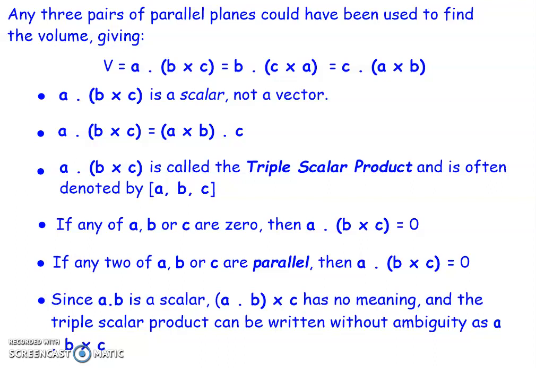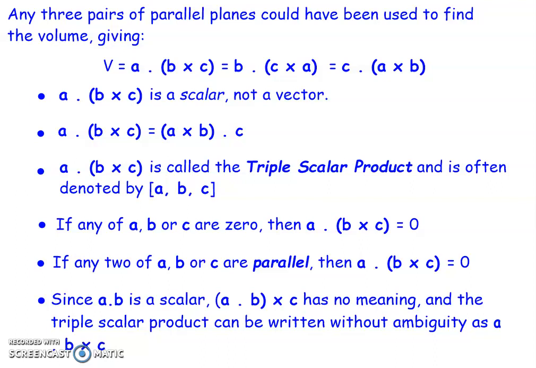So first thing is that any pair of planes could be used to find the volume. We used B cross C to give us the base and did A dot B cross C. We could have also used C cross A to give us the area of that plane and then done the dot product with B to give us the overall volume. Or we could have used A cross B to give us the area of that plane and then done the dot product with C in order to calculate the volume from that.